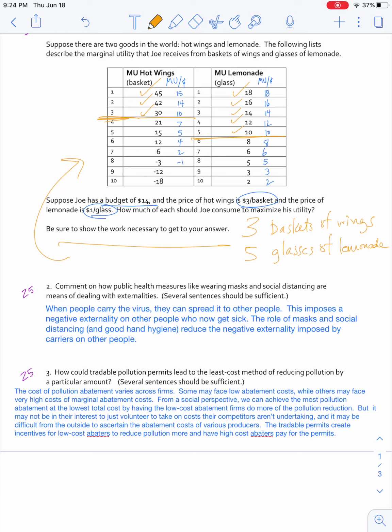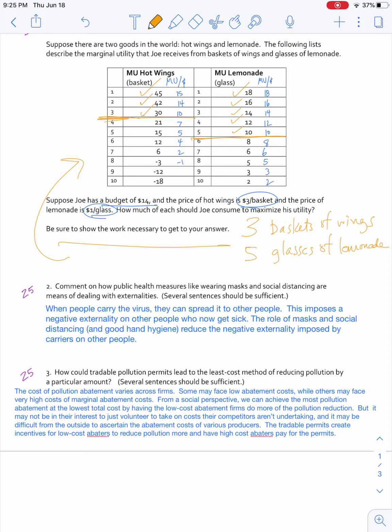There are 2 questions. Number 2, comment on how public health measures like wearing masks and social distancing are means of dealing with externalities. This one should be pretty straightforward, right? Spreading illness to other people, that's a negative externality, right? If I'm infected and I go out and spread illness to other people, I'm imposing costs on them. My actions going out and about without wearing a mask, without being cognizant of how close I am to other people, without practicing proper hand hygiene and without covering my cough or sneeze, those impose costs on other people. And so masks and social distancing are recommendations or requirements that are an effort to reduce negative externalities. That's all there is there.